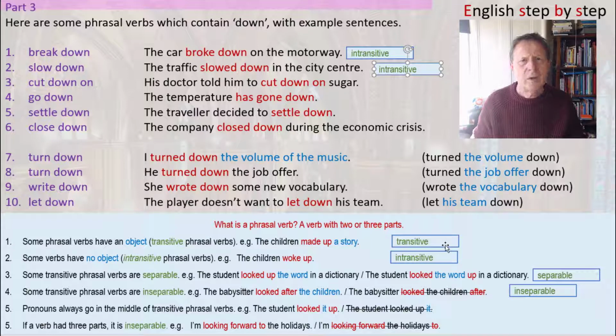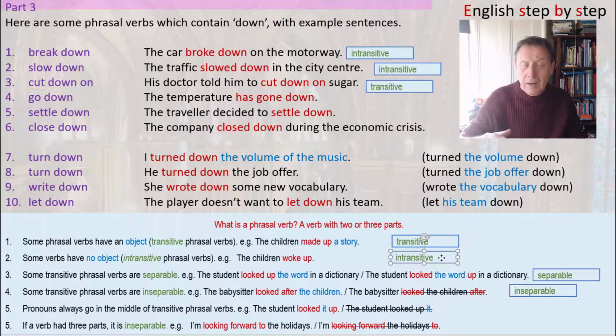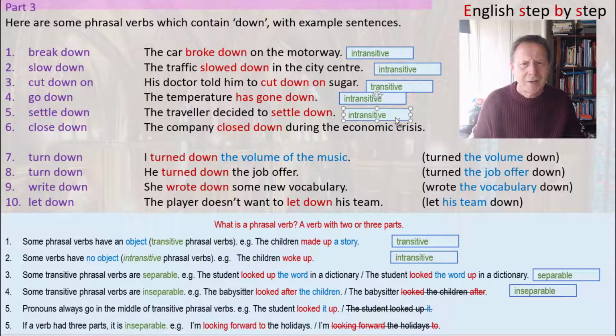Now the next one has an object. His doctor told him to cut down on sugar. Sugar is the object, so that makes this a transitive verb. Next one, the temperature has gone down. Now, the temperature has gone down, that means it has fallen, and there is no object, so it's intransitive. The traveller decided to settle down. Again, no object, intransitive.